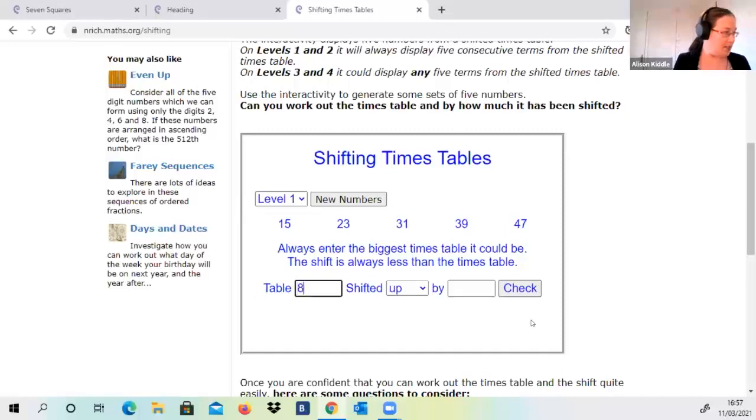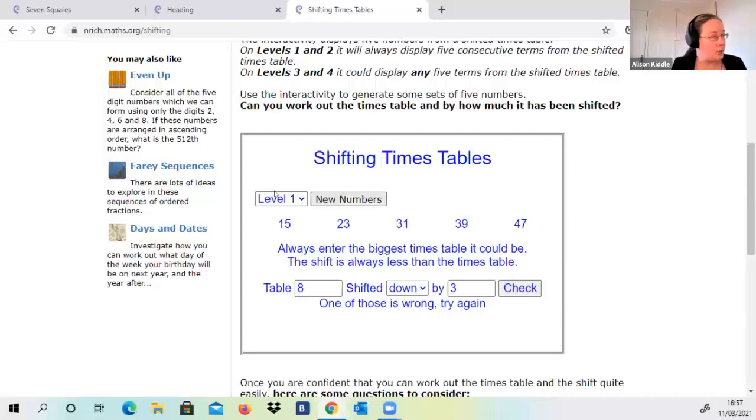So I can put that it's the 8 times table shifted up by 7, and it will mark that correct. But I could have also said shifted down by 1, and it marks that as correct as well. Whereas if I'd got that wrong, but that bit correct, then it tells me that I've got one of them wrong. So it's giving me feedback to help me to decide.